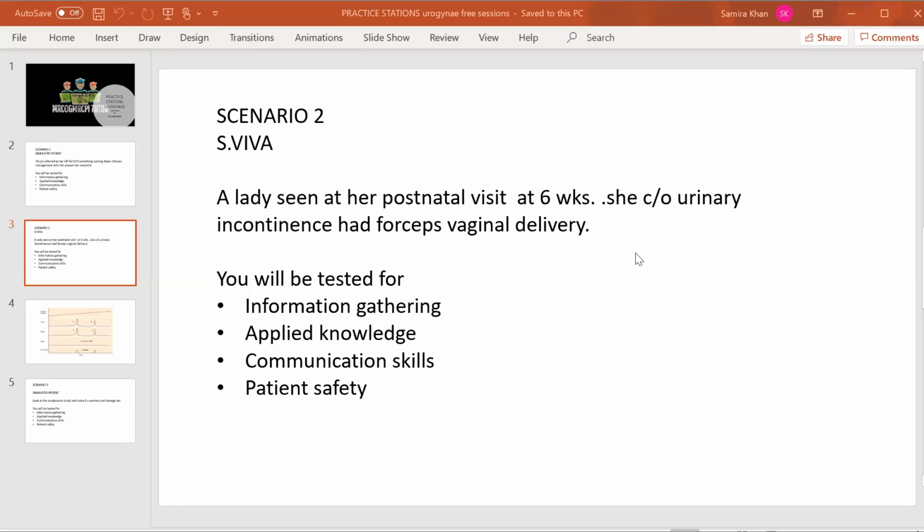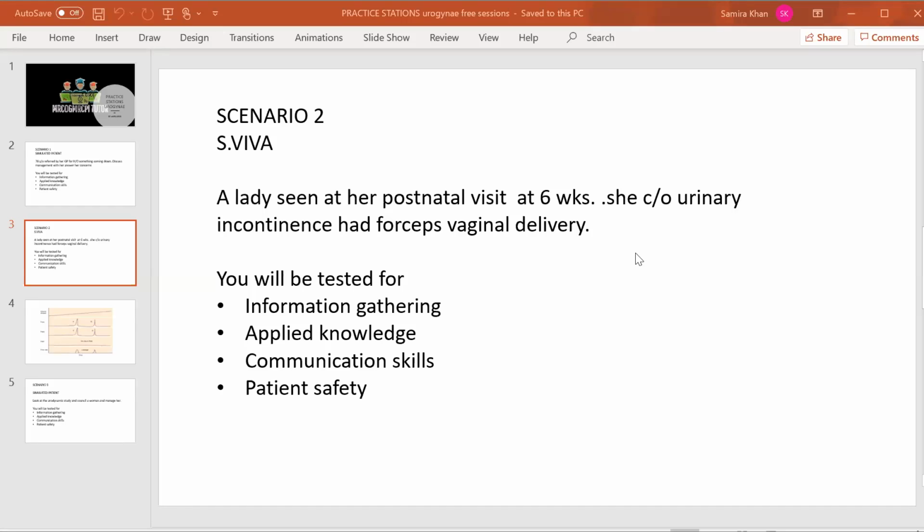Any burning sensation? You can say UTI symptoms like dysuria and burning micturition, because you are talking to the examiner, it's fine. So what is at the end? You two things.